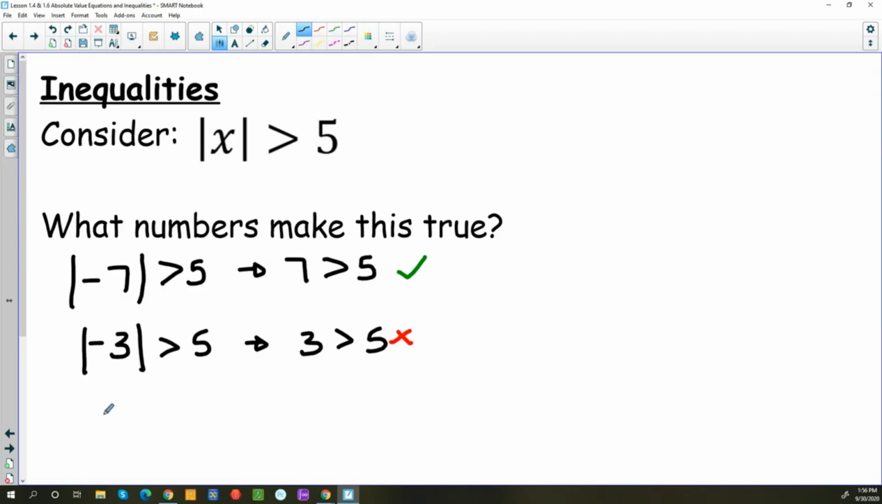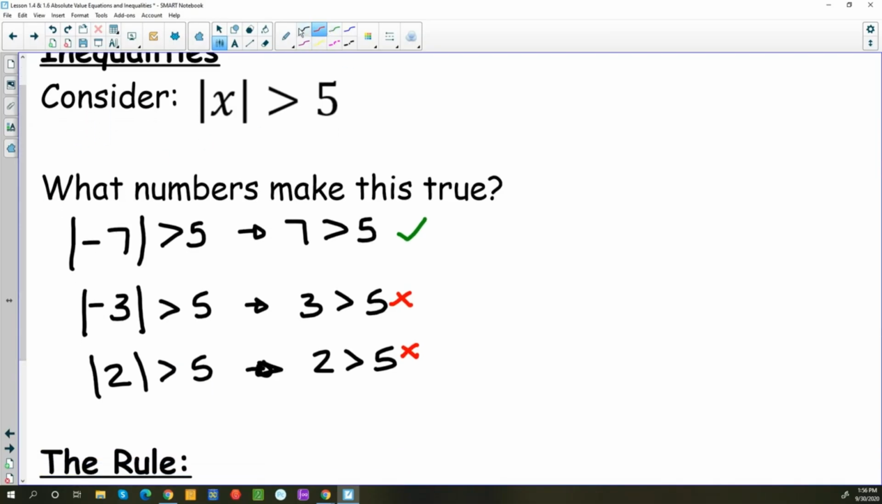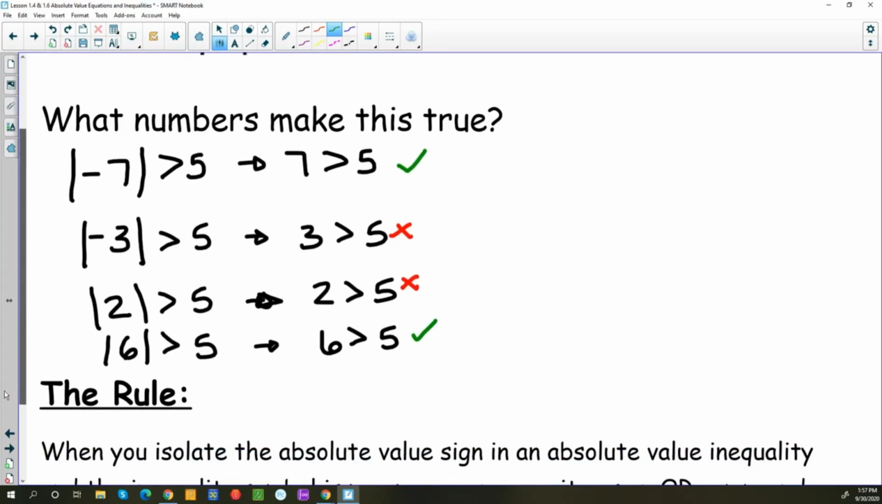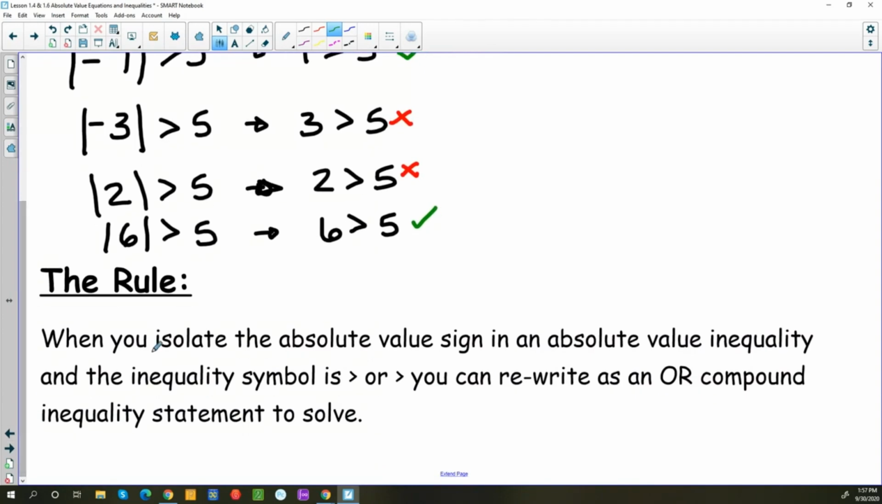What happens if I pick a number like 2? Is 2 greater than 5? No. And then what if I ended up picking 6? Is 6 greater than 5? Yes. So it looks like the larger the negative numbers are, make it true, and the larger the positive numbers are, make it true. So the rule that we have here is you, again, go through isolating your absolute value sign.